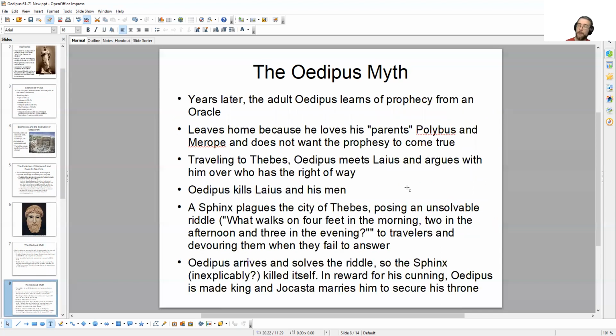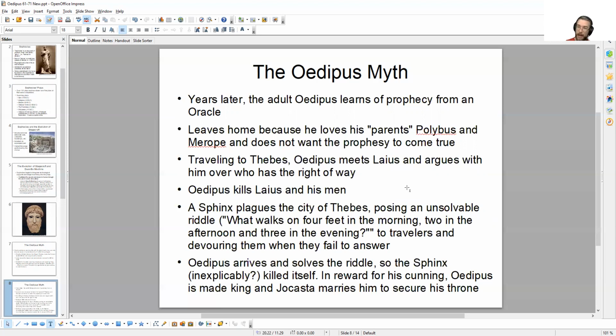Years later, after Oedipus has grown up, believing Polybus and Merope to be his parents, he learns of this prophecy, that he's going to grow up to murder his father and marry his mother, from another oracle. Now, he believes that Polybus and Merope are his biological parents, and he loves them. So he has no desire to see this come to pass.